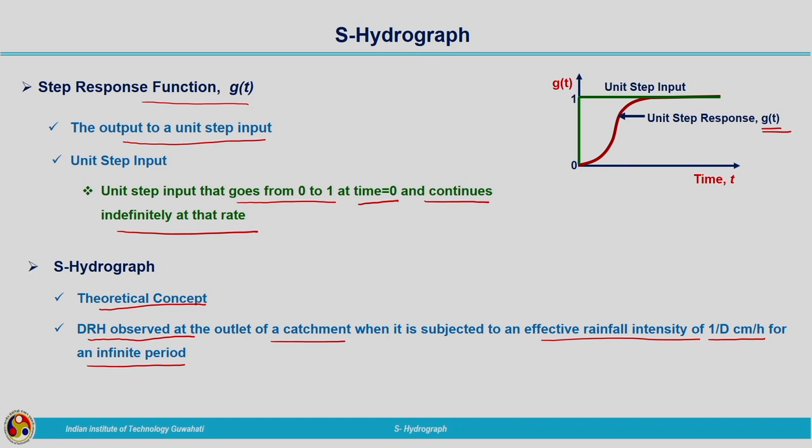But unit hydrograph is the response of a catchment when it is experiencing a rainfall of 1 centimeter for a duration d, or in terms of intensity, a rainfall intensity of 1 by d centimeters per hour. That is, 1 centimeter of rainfall is acting on the catchment for a specific period of d hours. So, in both, there is a difference. The unit hydrograph is the response for a 1 centimeter rainfall input for a specific period d.